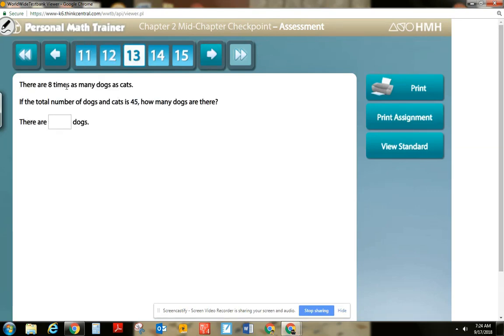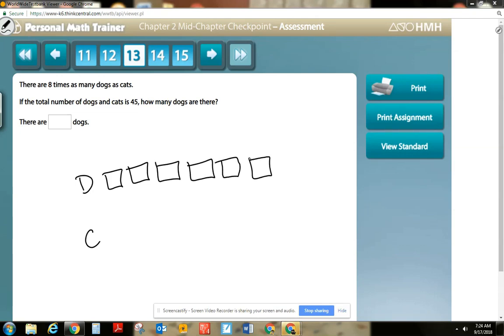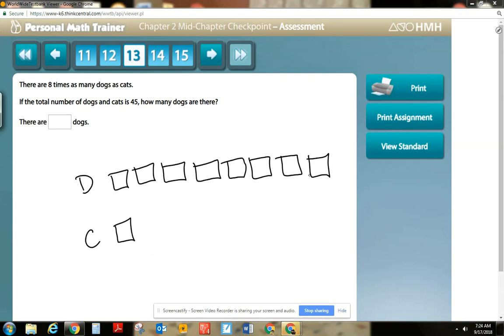There are 8 times as many dogs as cats. If the total number of dogs and cats is 45, how many dogs are there? Alright, so we know we got dogs, we got cats. We got 8 times as many dogs as cats. 1, 2, 3, 4, 5, 6, 7, 8 dogs. Well, as cats, there's got to be at least 1 cat. So all of this is going to equal 45. What number could go in here that would be the same? 1, 2, 3, 4, 5, 6, 7, 8, 9?